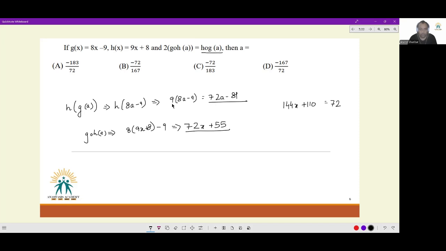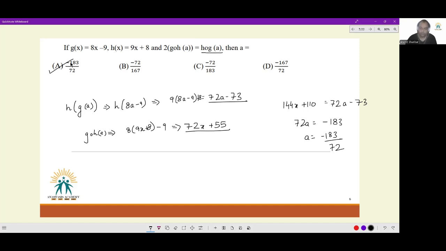Have I made a mistake here? It should also be plus 8. I forgot the plus 8. So 81, so minus 73. 72a minus 73 has to be the expression here. This comes over to this side, this comes over to this side. We get 72a is equal to minus 183, or a is equal to minus 183 by 72, or option A is the right answer.